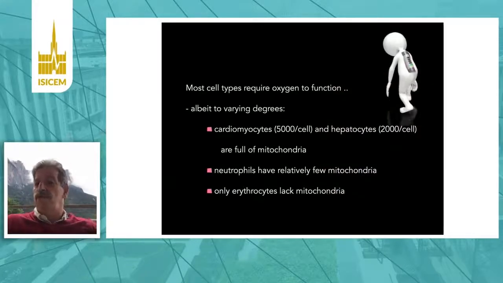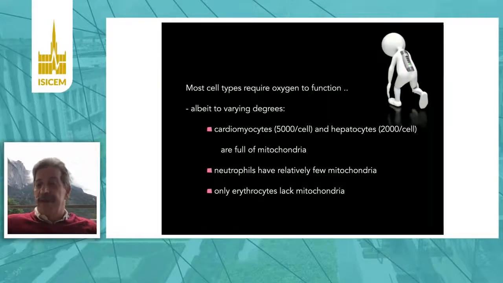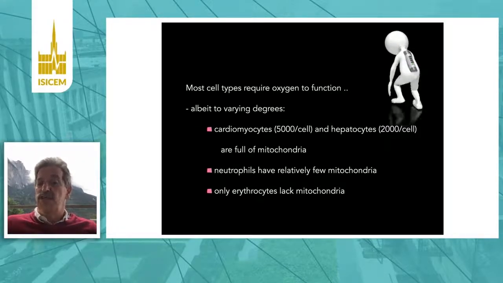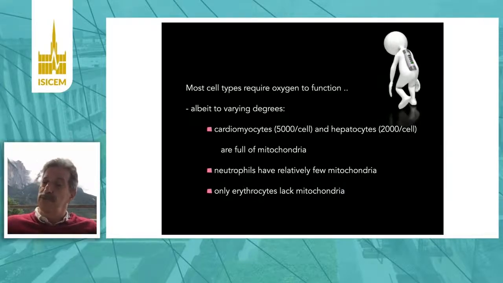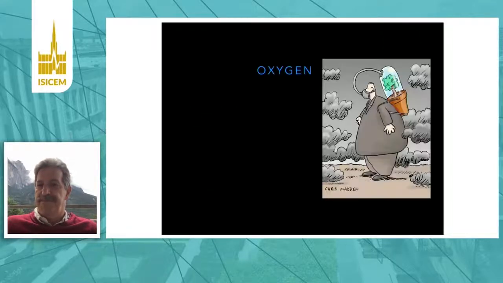Most cells require oxygen to function, albeit to varying degrees. So hepatocytes, cardiomyocytes are full of mitochondria. Neutrophils have relatively few, but rely more on glycolysis. And only red blood cells in the whole body lack mitochondria completely and are totally reliant on glycolysis.